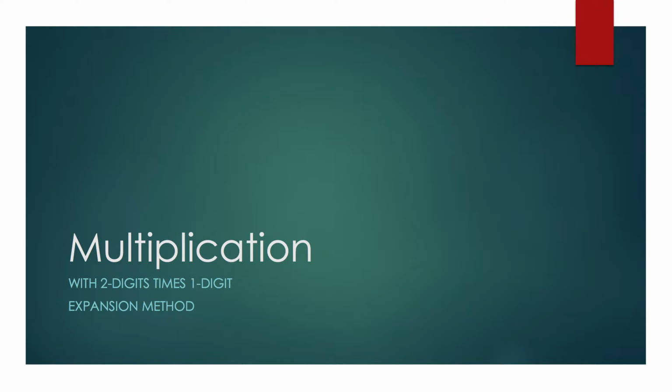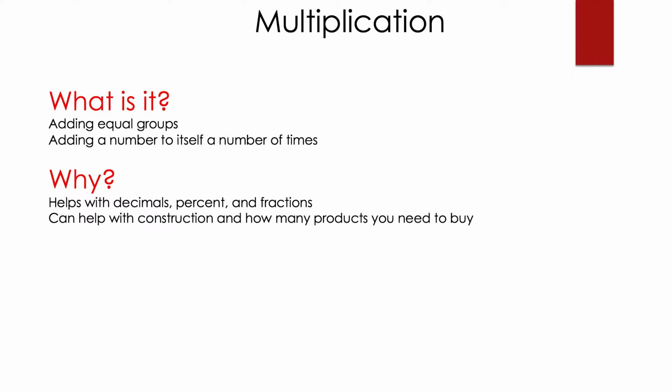Multiplication with 2 digits times 1 digit using the expansion method. What is it? Adding equal groups, or adding a number to itself a number of times. Why? It helps with decimals, percent, and fractions. It can help with construction and how many products you need to buy.